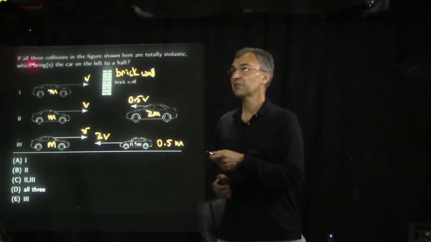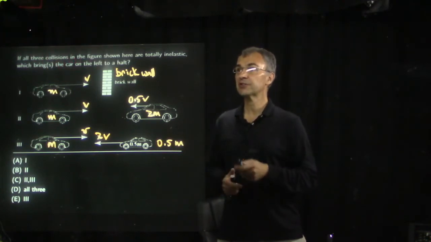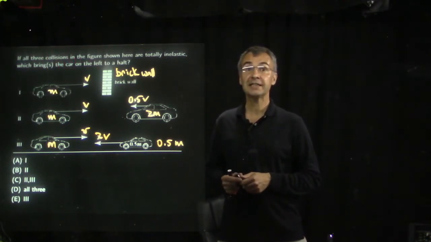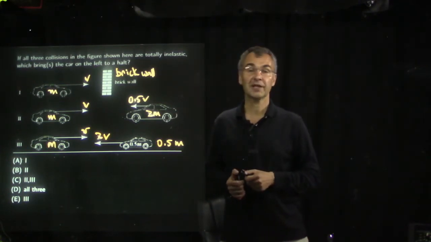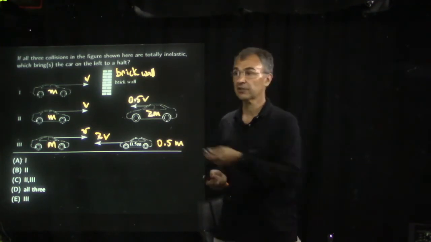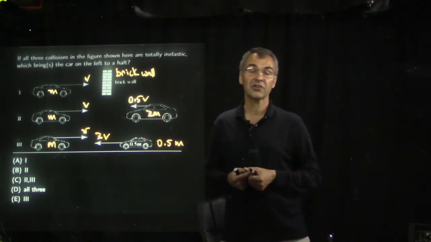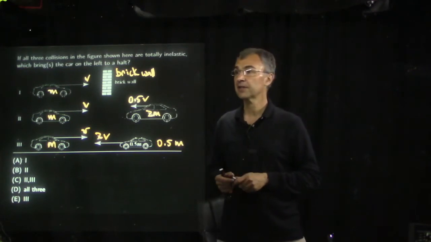Question. If all three collisions in the figure shown here are totally inelastic, which one or which ones will bring the car on the left to a halt? So in which cases will the car on the left be completely stopped after the collision?